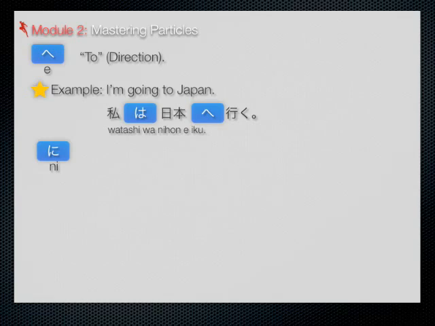So ni is a little bit more complicated because there's a few usages for the particle, and I have written down here direction and time, but it's also used for indirect objects, and I have that in parentheses because I'm not going to cover it in this video because I think it's a little bit outside the scope, because I think more than anything ni is used for direction and time. I'd say that's probably the more common usages for ni.